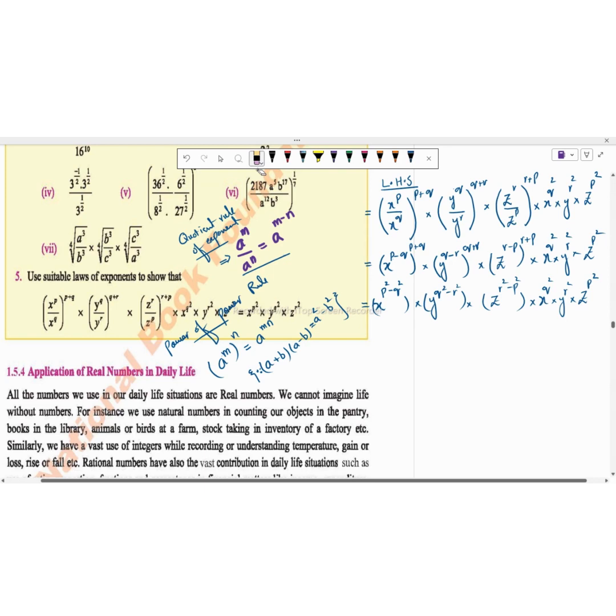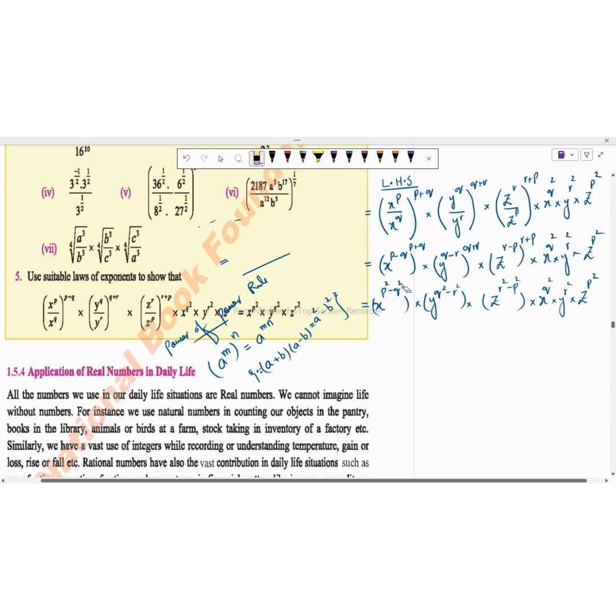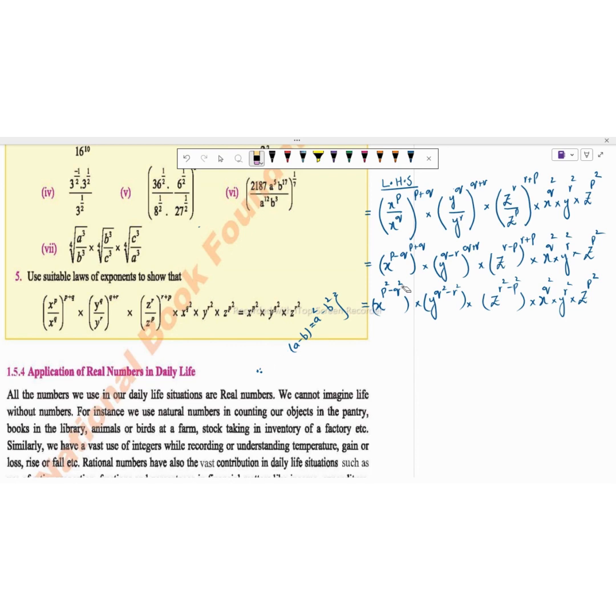So students, here we used three different laws of the exponents: the quotient law of the exponent, then the power of power rule, and the formula a square minus b square. Now I am going to use one more law. Here we have different algebraic terms all multiplying with each other. Now how can we combine them? Now I will use one more law of the exponent, which is the product rule of the exponent.